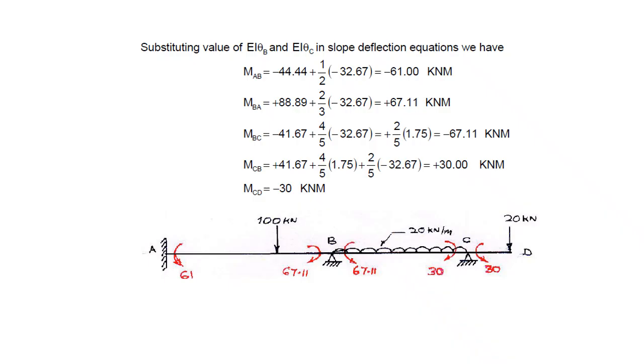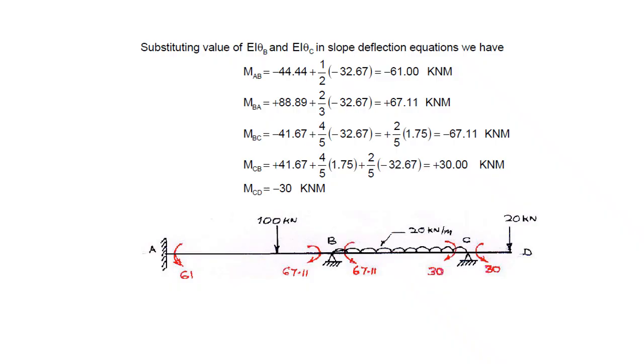For MAB, you substitute the EI theta B value and EI theta C value in these five equations. You can get MAB. The bottom diagram shows the final moments, which are written in red color. This is minus 61, anticlockwise. MBA is plus 67.11. Similarly, MBC is minus 67.11. So the summation of joint moments gets zero, and the equilibrium condition is satisfied. Similarly, MCB is plus 30 and MCD is minus 30.